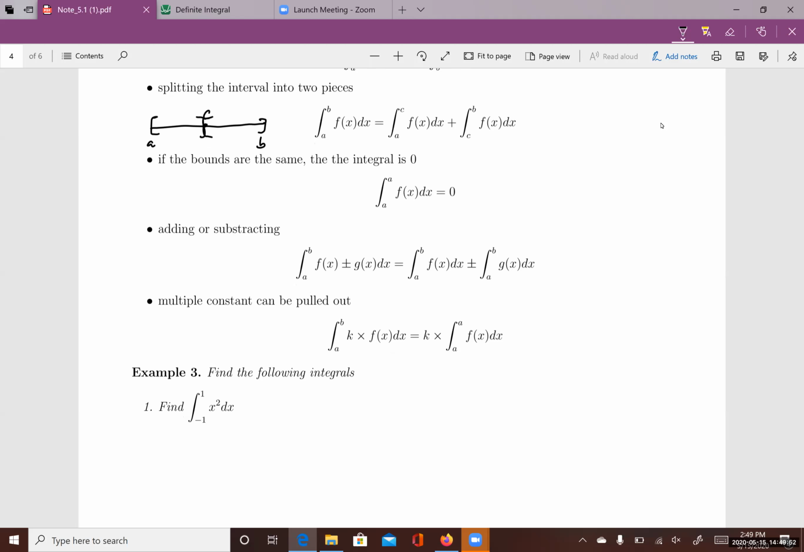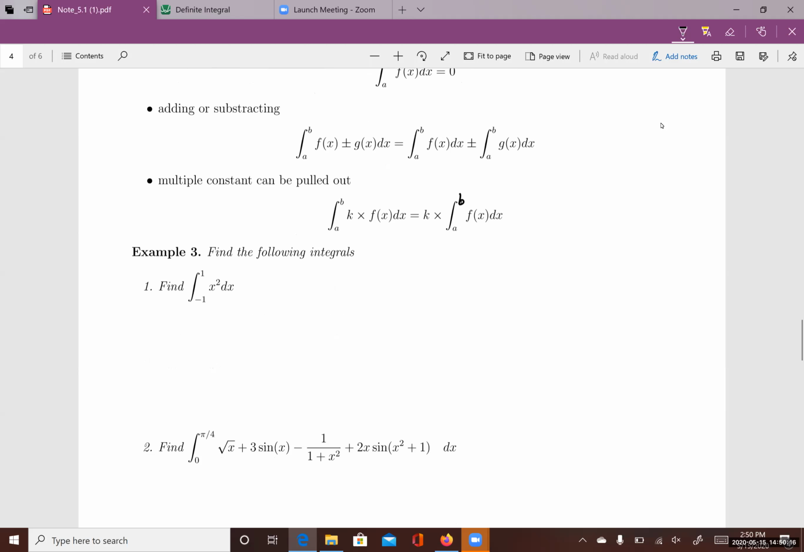And the last rule is, if you multiply a constant by a function, then you can pull the constant k out to the front, and you just need to evaluate this definite integral from a to b, and then you multiply this definite integral by k.